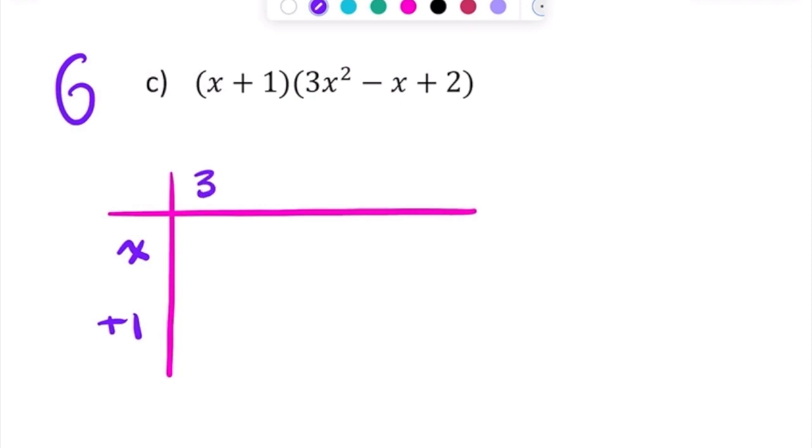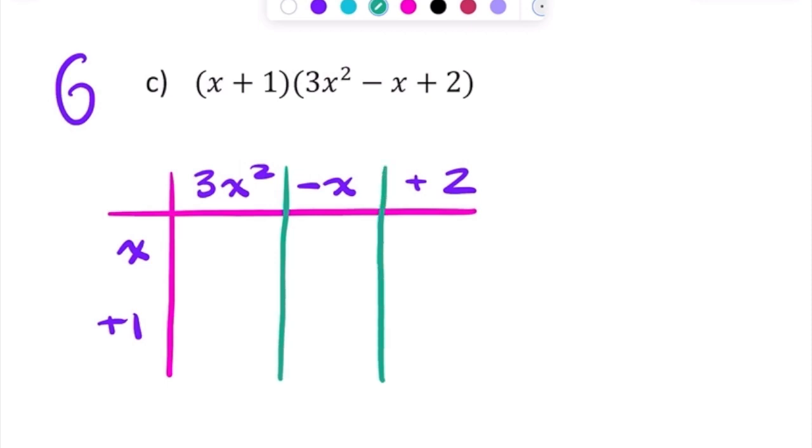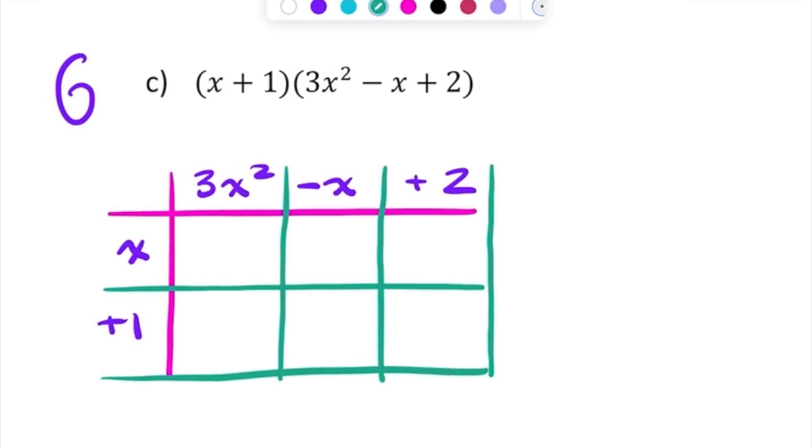And I'm going to put 3x squared minus x plus 2 along the top. Now this I cannot think of FOIL for. This I also can't use algebra tiles for. So grid method and rainbow will always work.